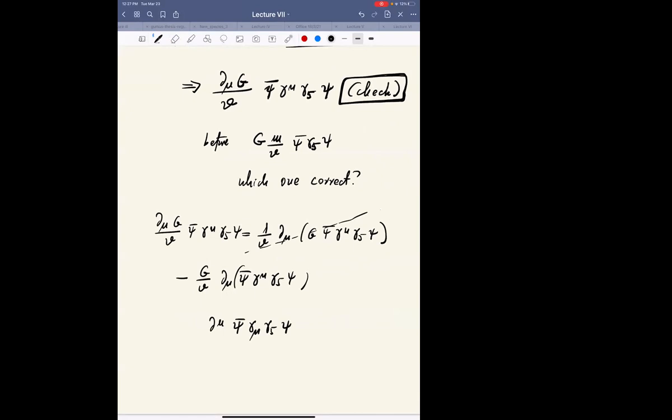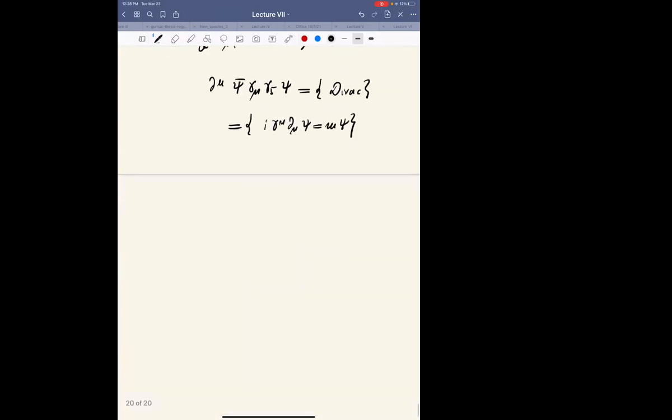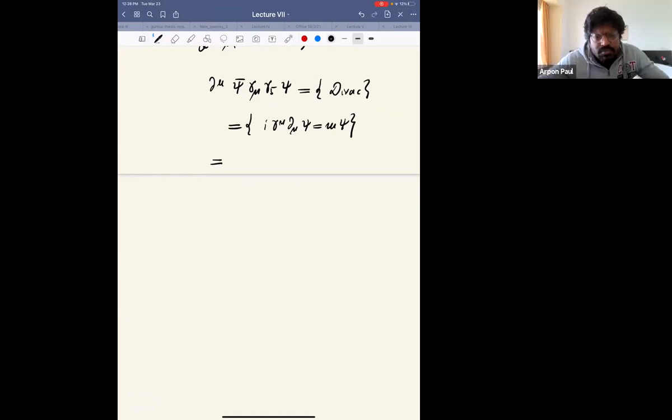You will use the Dirac equation, of course. Someone can do it quickly. What can come out? It's kind of obvious. After all, you're using i gamma mu d mu psi is m psi. So what will we get? Something proportional to m psi bar gamma 5 psi. Right. Because of the Dirac equation, obviously, the gamma 5 will remain there. I think there is a factor of 2.